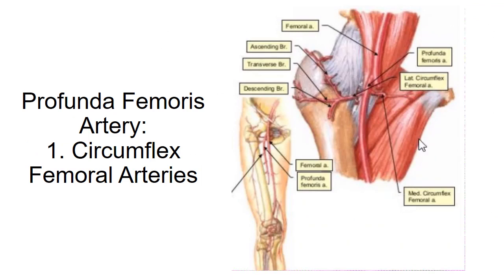This is an image showing circumflex femoral arteries. Circumflex femoral arteries encircle the uppermost shaft of femur and anastomose with each other and other arteries supplying the thigh muscles and proximal end of femur. These circumflex arteries are further divided into 2 branches: medial circumflex artery, this one, and the lateral circumflex artery. We'll talk about medial circumflex artery first.